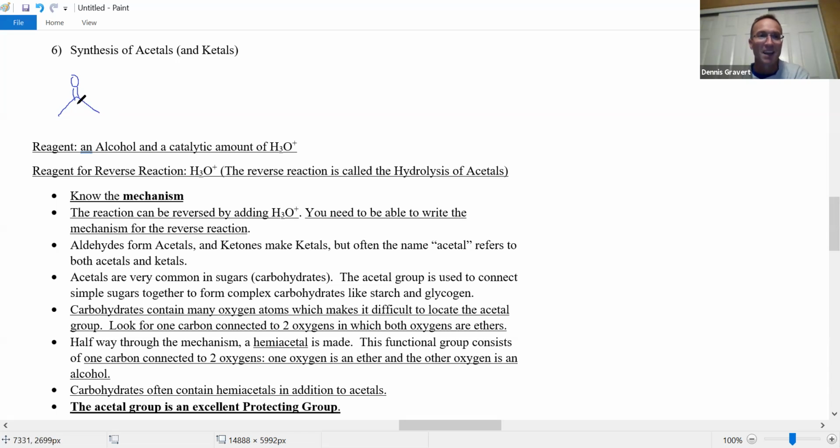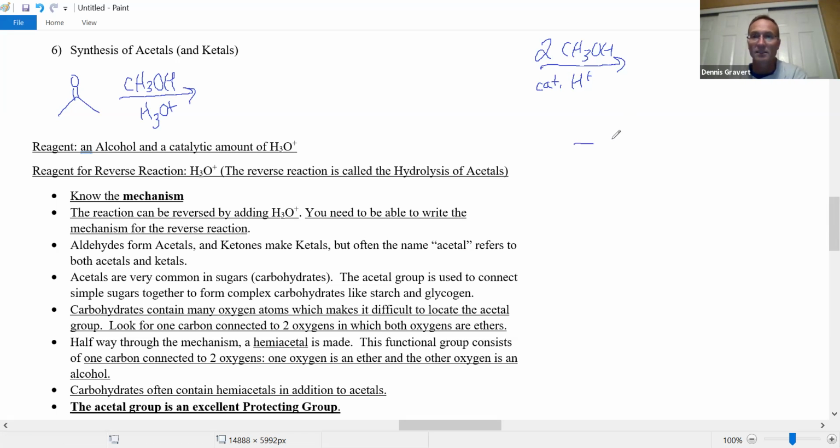So I'll pick this ketone, but it could be an aldehyde, put an H here. And what you need are two alcohols. So I'll just use methanol. The organic chemist usually doesn't balance their reactions, but there should be a 2 here if you want to balance it. And you need a little bit of acid, catalytic amount. So sometimes you'll just see the 2 alcohols listed. You might just see H+, you might see catalytic H+.